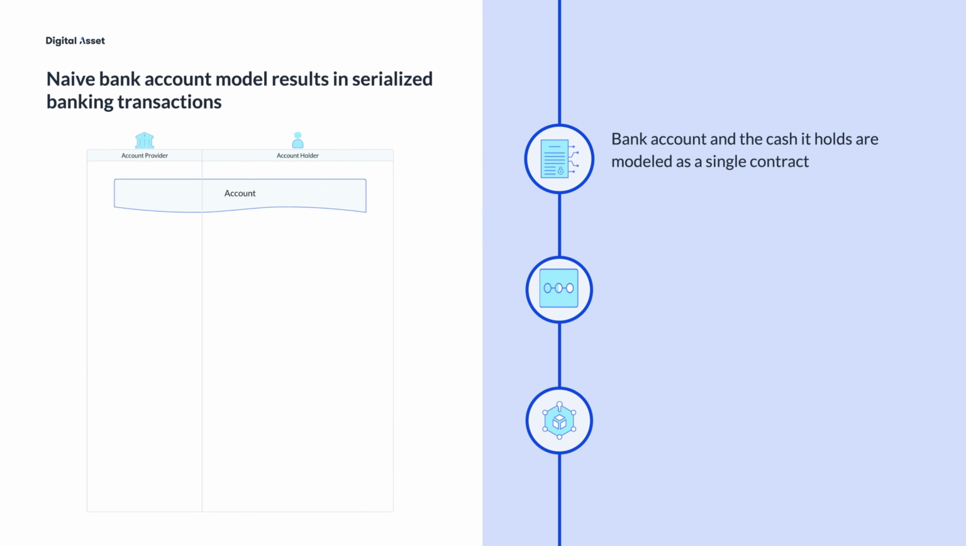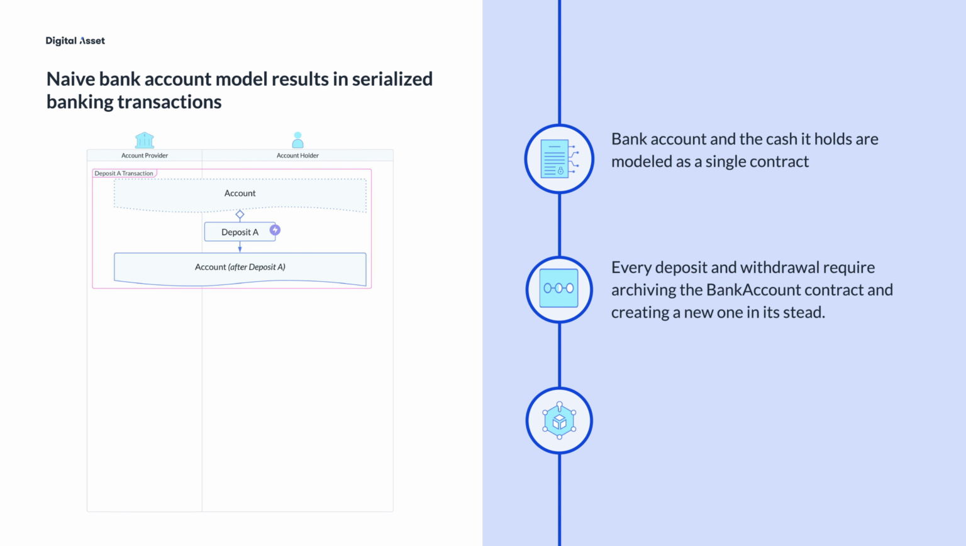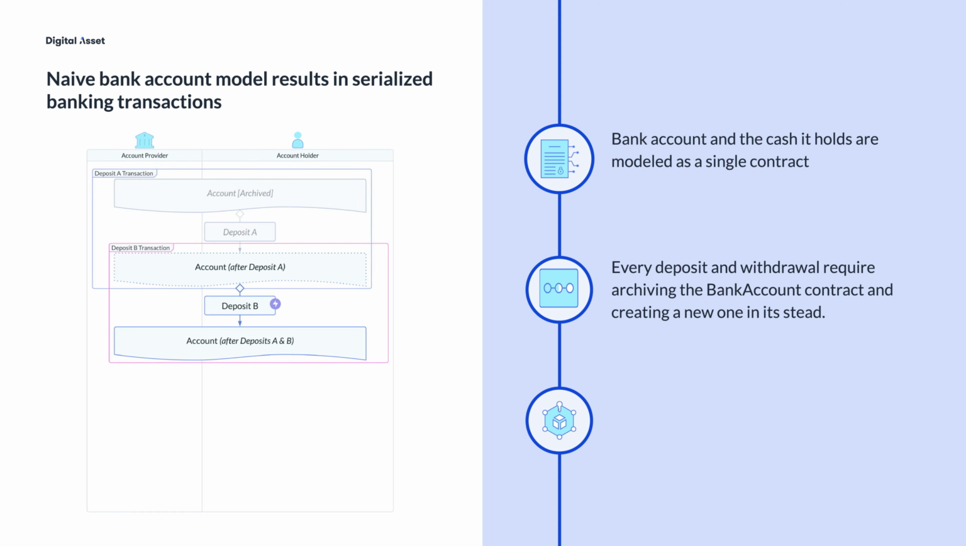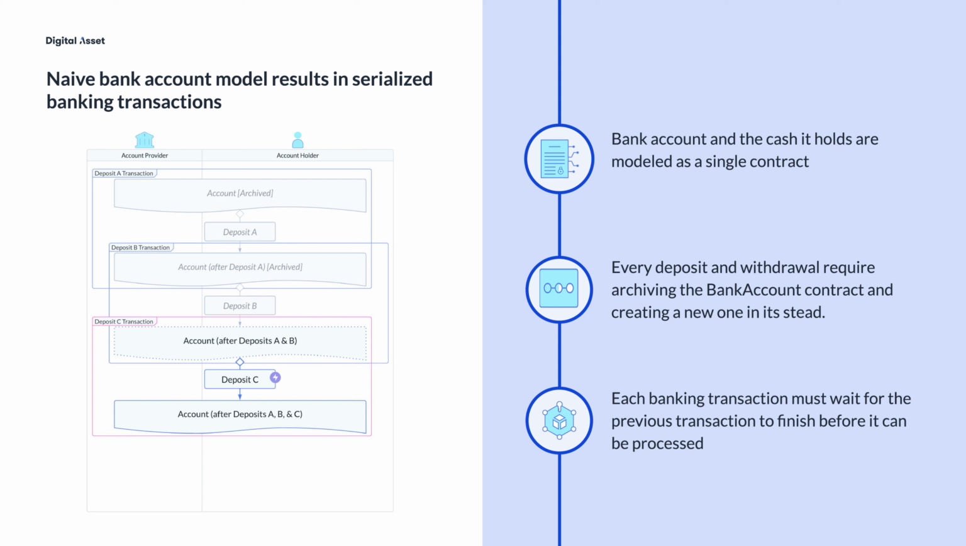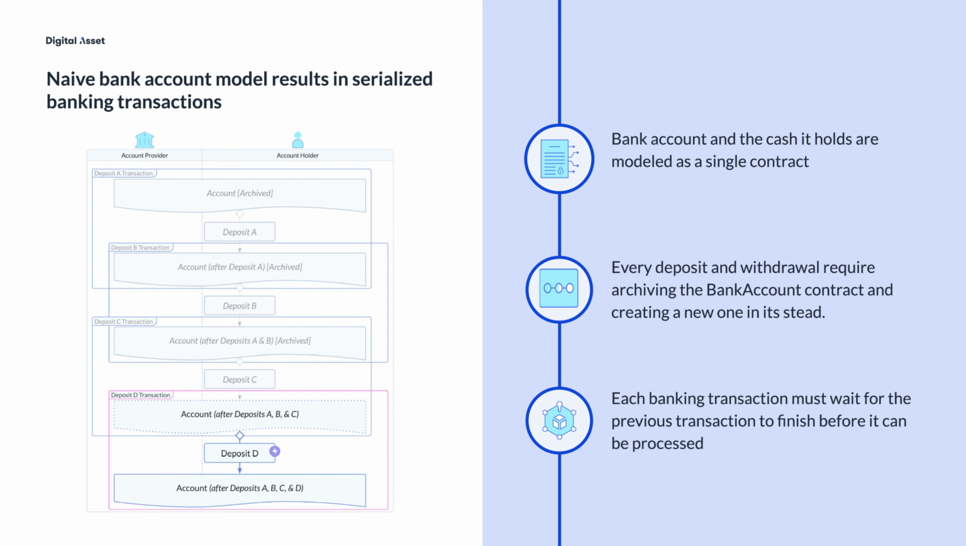Keep in mind that our model uses a single account contract. Every deposit and every withdrawal will require archiving the bank account contract and creating the new updated contract. In the simple design we have started with, this means that each bank transaction must wait for the previous transaction to finish so it can use the new updated contract. And this will not be a problem if the deposit and withdrawal workflows do not require significant throughput for your application.